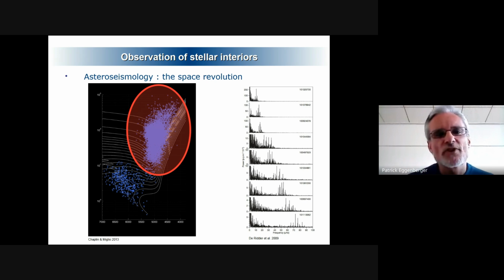But the revolution really comes from space, with the observation of a very large number of stars for which you have asteroseismology, in particular red giants. What you see here is the luminosity as a function of the effective temperature, with low temperature here. So this is the HR diagram. You see a large amount of red giants for which we have asteroseismic detection, with Kepler in this case. So we have a lot of stars for which it's possible to do this asteroseismology.